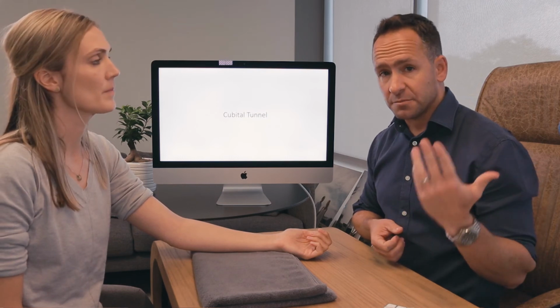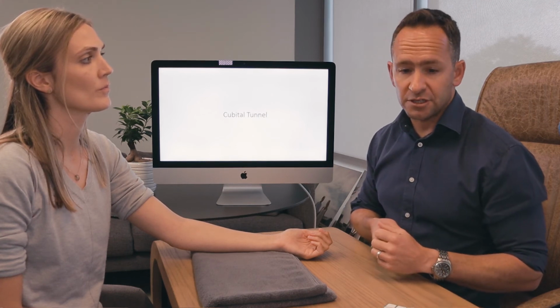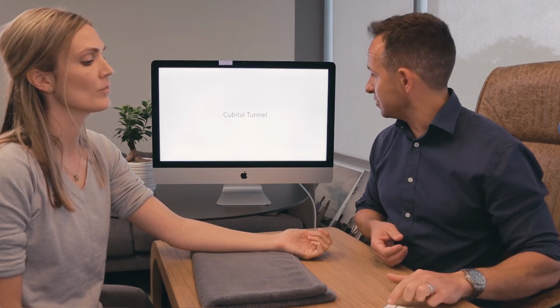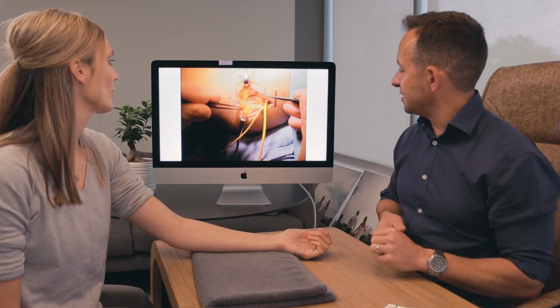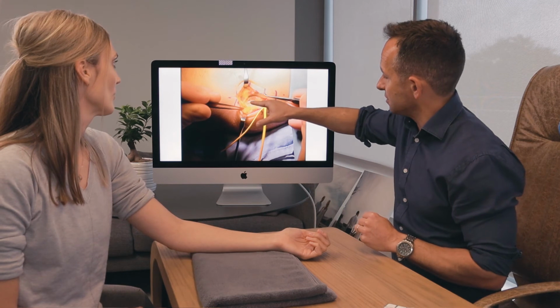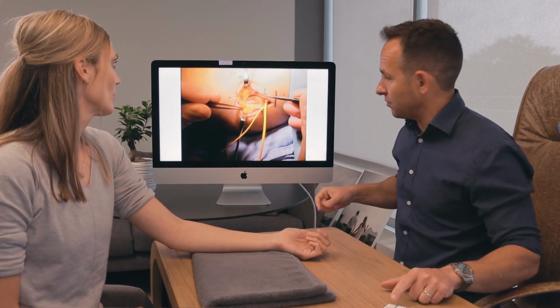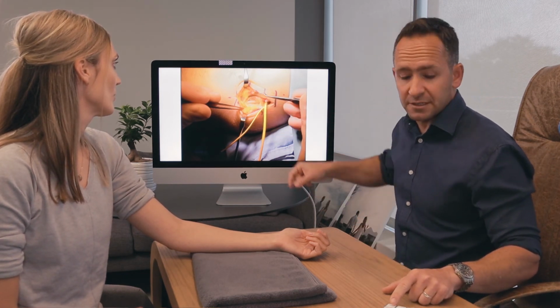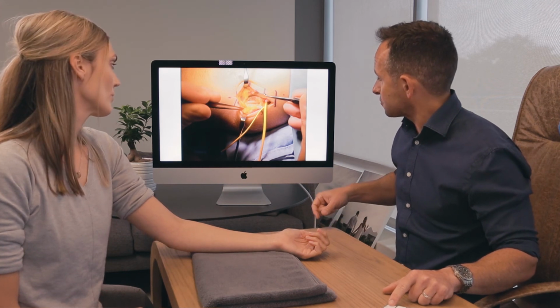But ultimately, if there's motor loss and the pain becomes intractable around the elbow, we need to do a surgical intervention where we release the cubital tunnel. What we can see here is the elbow, there's the medial epicondyle, and there runs the nerve in the tunnel that is already released. The ulnar nerve is substantially smaller than the median nerve.